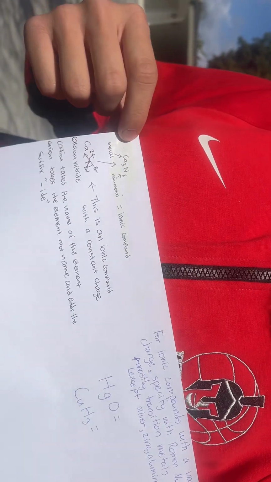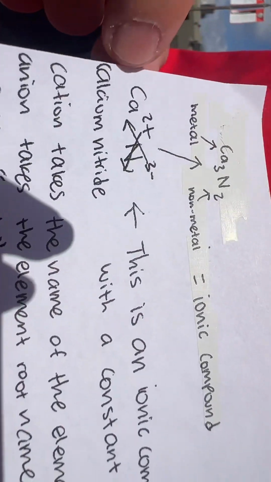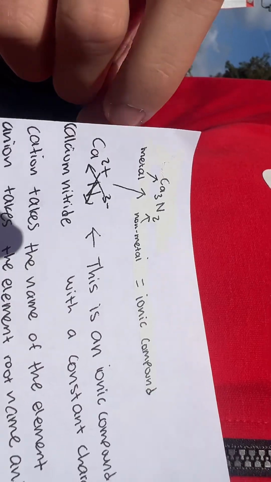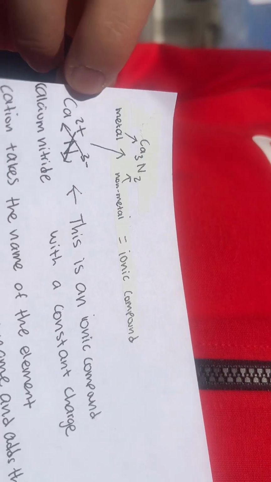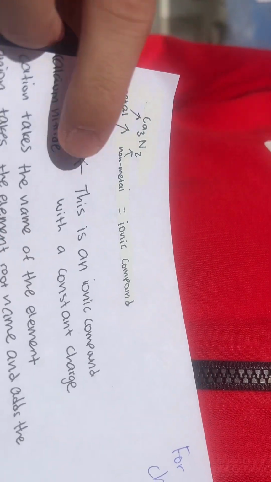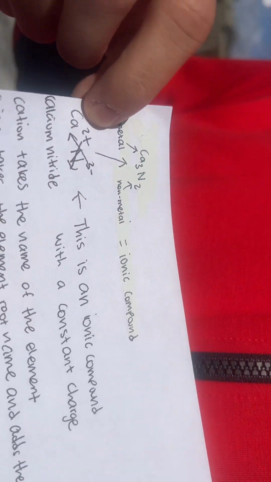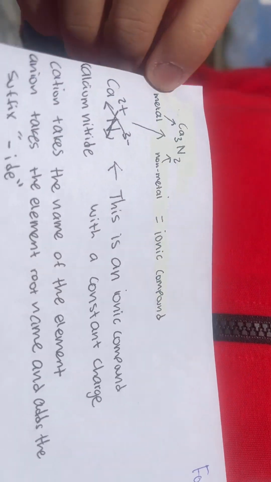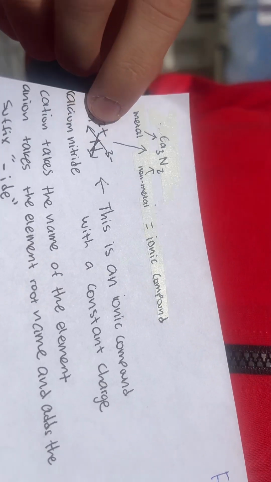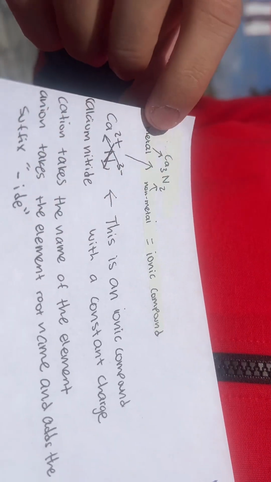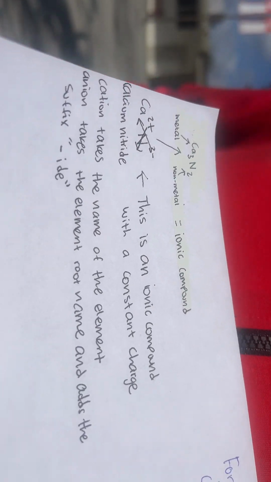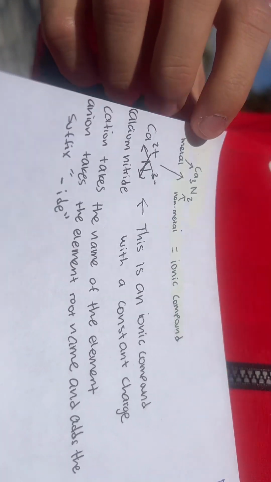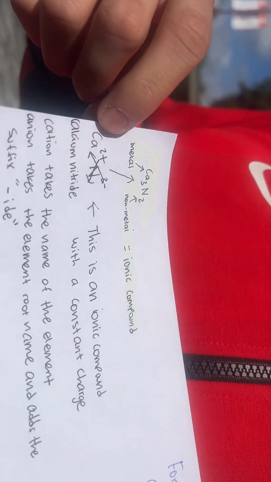So for example, calcium nitride. We have Ca, calcium with a 2+ charge, and then nitride with a 3- charge. This is a constant charge because the charges are always constant. To name it, we have calcium, which is the cation, so it takes the element name, and then nitride, which is the anion, so it takes the root name and adds the suffix ide, so that's how you get calcium nitride.